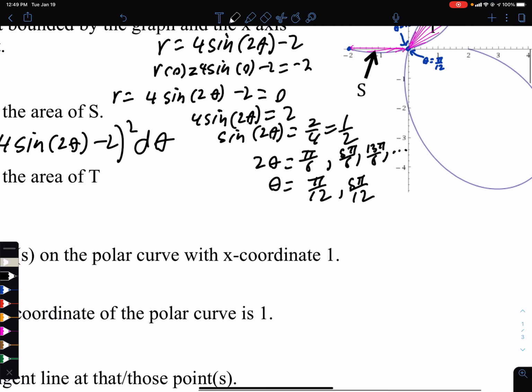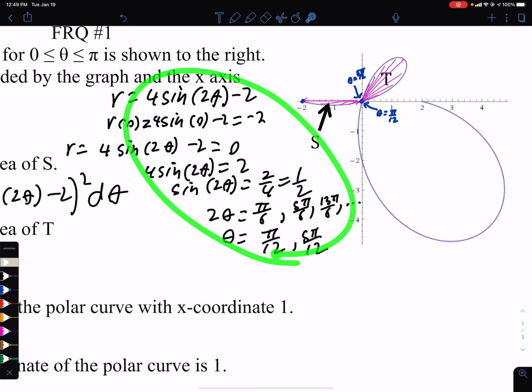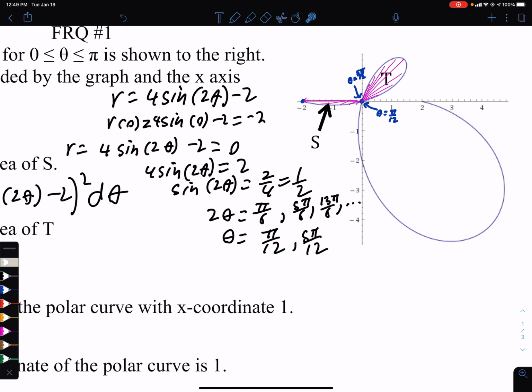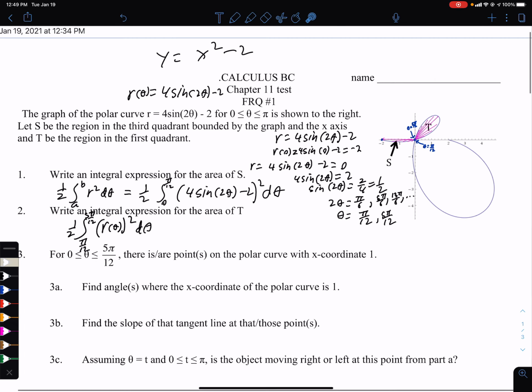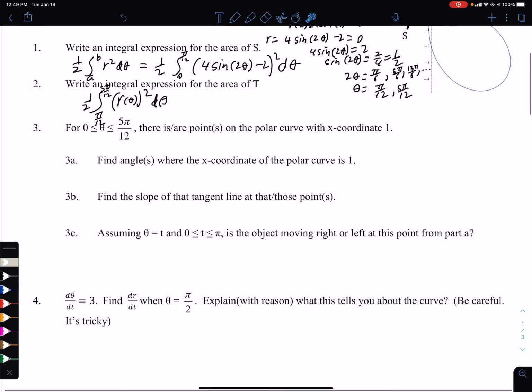Now again, all of this stuff can be done on your calculator in function mode, just finding the x-intercepts. These are the x-intercepts of the r function. That's when your r is 0. So you can do that much more easily just using your calculator.